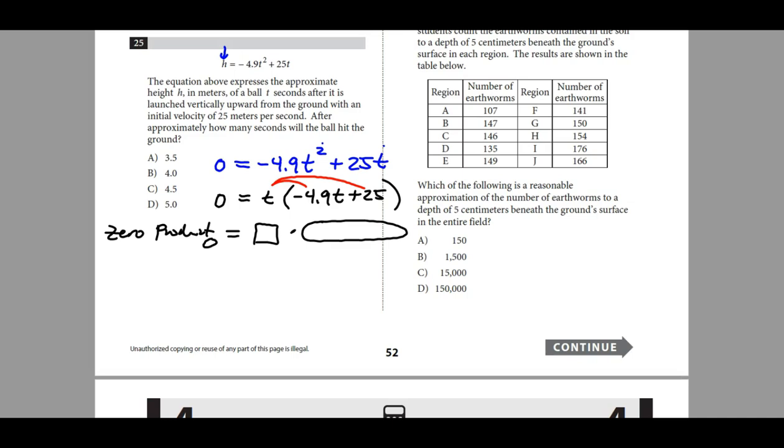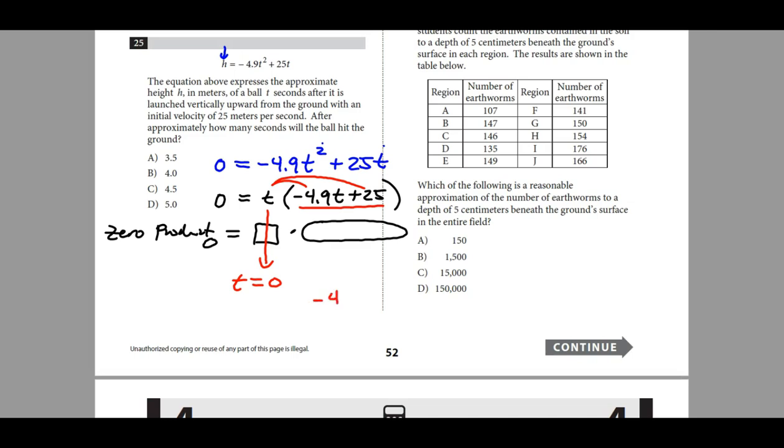So the first scenario would be, well, maybe t is 0. That's pretty obvious, because when t equals 0, the ball hasn't even left the ground yet. So I know the height's going to be 0 at 0 seconds. It hasn't been launched yet. What I want to find out is the other t. The other one I have to figure out is, when does this expression come out to be 0?